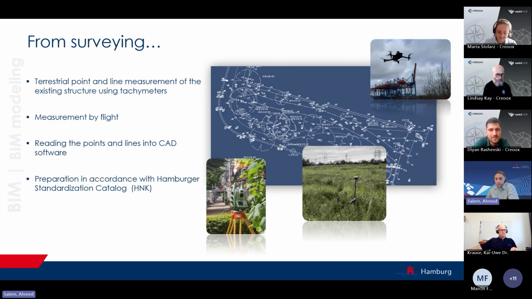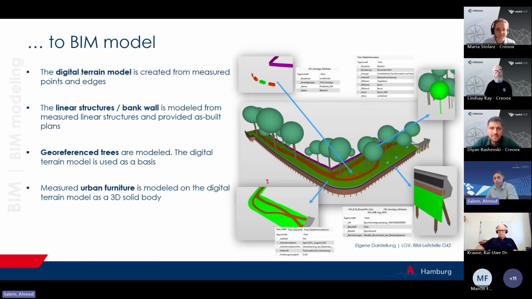We also work with measurements, for example for existing structures with tachymeters. We collect these data points and lines and import them in CAD software prepared according to the Hamburg standardization catalog. And then we proceed with modeling from the measured data. We first create the digital terrain model from the surveyed points and edges. And then we use the georeference data and model on top of the terrain models, for trees, street furniture, retaining walls, and so on.